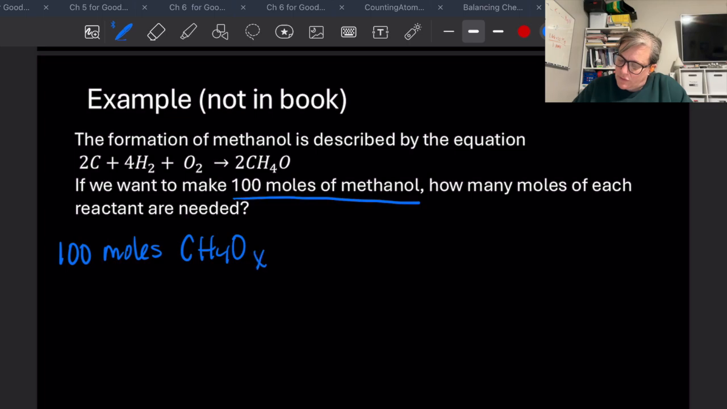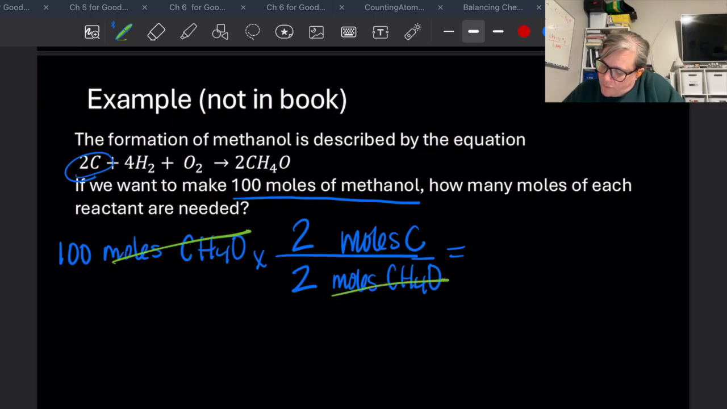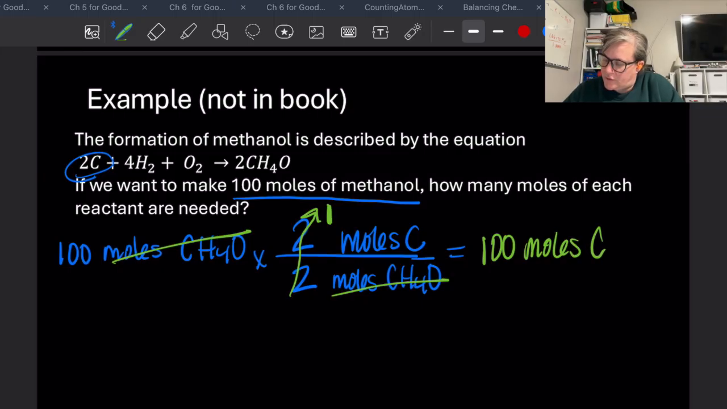Let's start with carbon, okay? So we're trying to get rid of moles of CH4O and end up with moles of carbon. Moles of CH4O, up in our problem, that coefficient is 2. Moles of carbon is 2. So we're going to cancel out moles of CH4O, and then we've got 2 over 2, which gives us 1, right? And so we're going to end up with 100 moles of carbon, okay? That's the same because it's a 1-to-1 ratio.